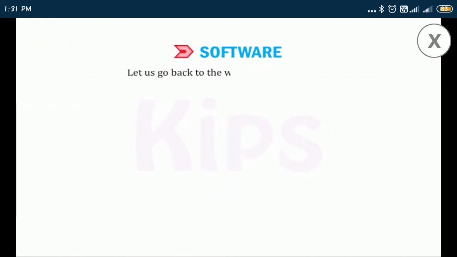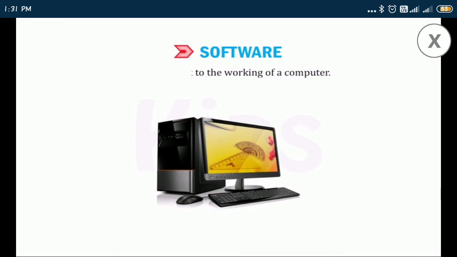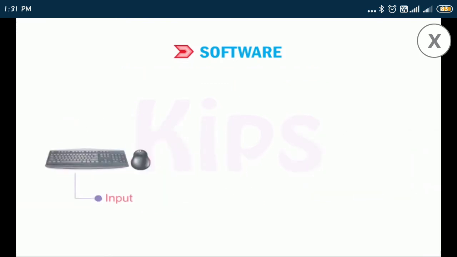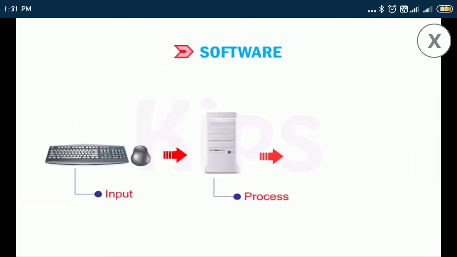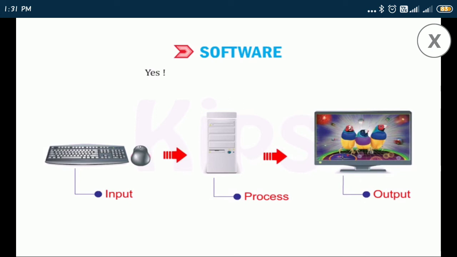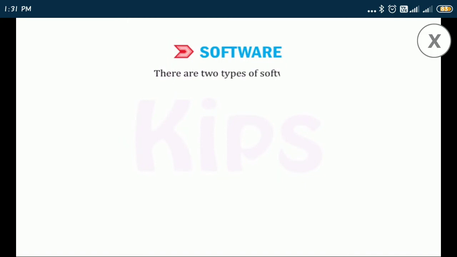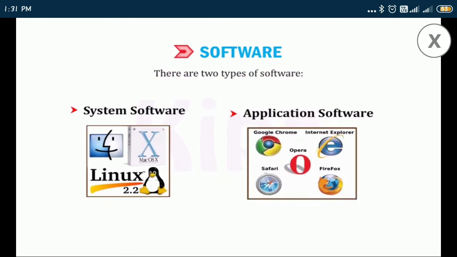Let us go back to the working of a computer. Which of the following steps is done by software? Input, process, or output? Yes, processing is done by software. It takes the input from the user, processes it, and displays the output on the monitor. Thus, we can define software as a set of instructions given to the computer to do a particular work. There are two types of software: system software and application software.